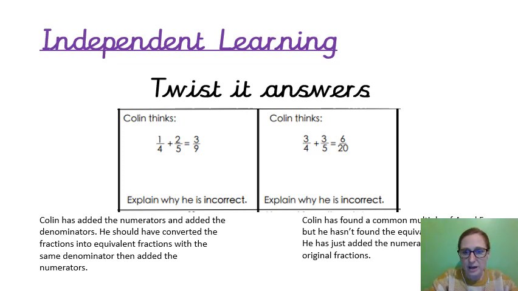On this second one here, explain why he's incorrect. Well, here Colin has found the common multiples of 4 and 5, which is 20, and he's used that for the denominator answer, but he didn't bother to fully convert them. He didn't change them into proper equivalent fractions, and instead he just added the 3 plus 3 equals 6. So he would need to have done the conversion to find the equivalent fractions to get that correct.